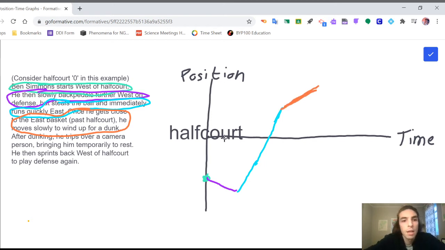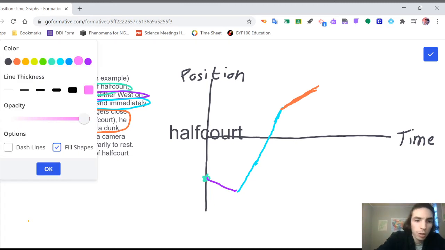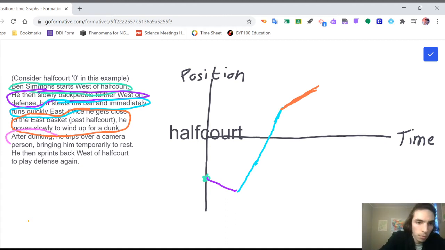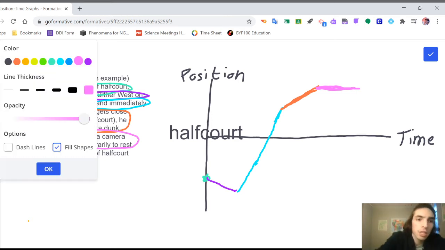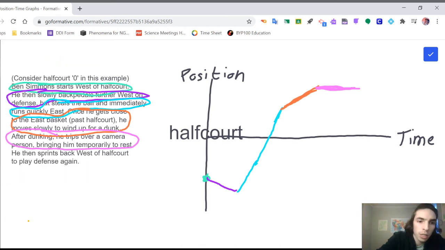Okay. Then we're told that he trips over a camera person. They're always way too close on the sidelines or on the baselines. So he trips over the camera person, and Ben Simmons temporarily comes to rest here. So if he's at rest, even though his position is not changing, time still continues to march forward. So let's draw a little flat line here to correspond to that part of this journey. And then at the end of this, he is sprinting back west of half court to play defense again.